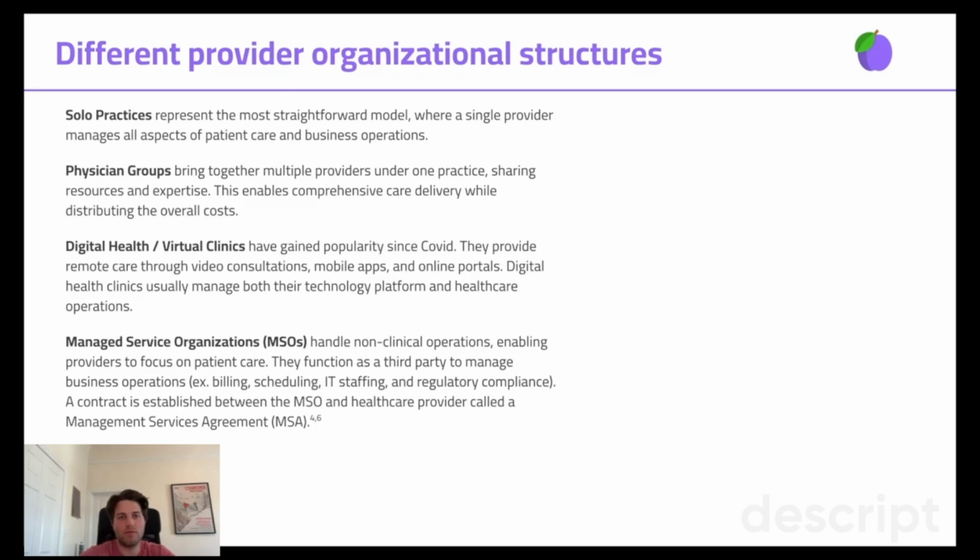So let's talk about some different provider organizational structures. Sometimes it might be a solo practice with a single provider, or a physician group that brings together multiple providers under one practice. More recently, digital health and virtual clinics have gained popularity since COVID. They provide the care and manage their technology. And then there's managed service organizations. They just handle the non-clinical operations. Essentially, they provide third-party software that handles things like billing, scheduling, IT staffing, and regulatory compliance. Their contract with the healthcare providers is handled through a managed service agreement.